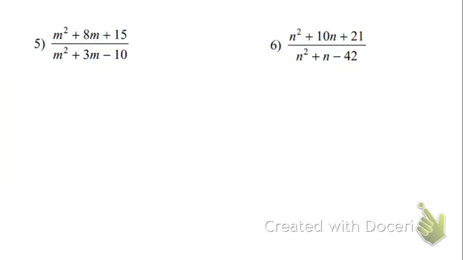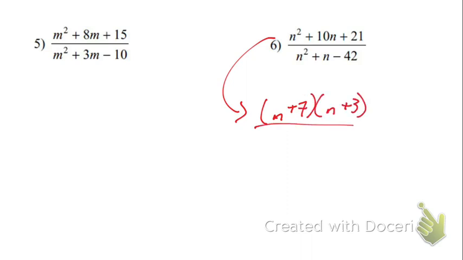All right. I'll do one of these. Maybe the one with the biggest number, so it'll be number 6. All right. Numerator, two numbers that multiply to 21 and add up to 10. That would be 7 and 3. So it's going to be n plus 7, n plus 3. Oh, no. I'm going to assume that you guys already heard that. So n plus 7, n plus 3. Sorry about that. Hit the wrong button.